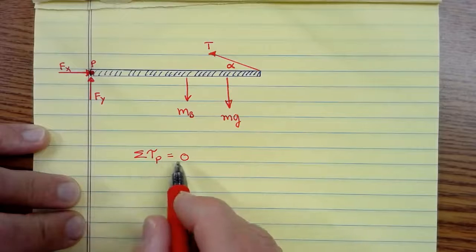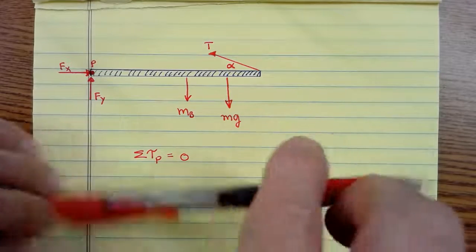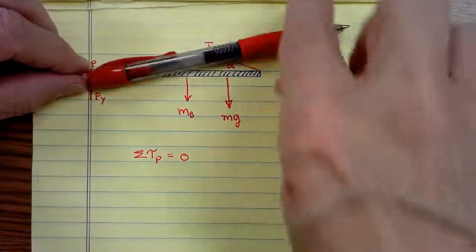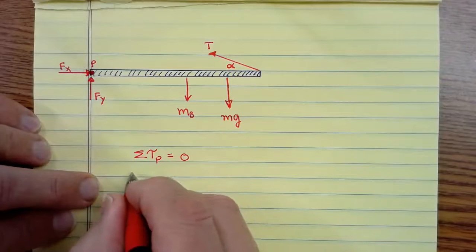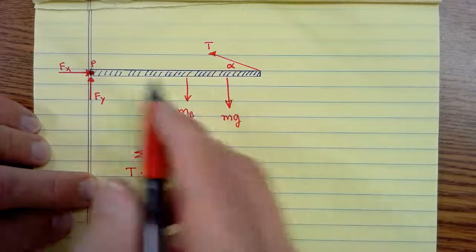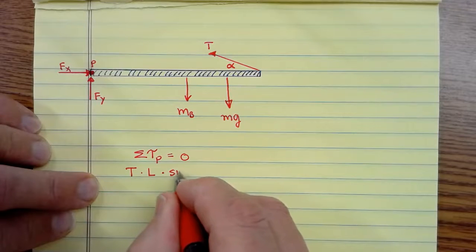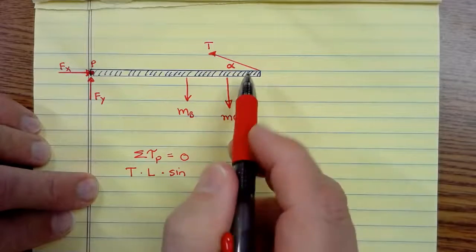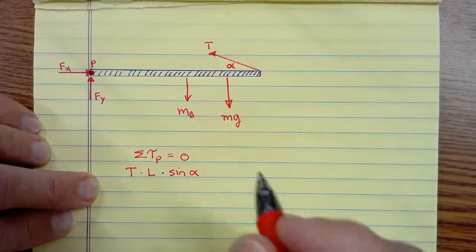Okay, so now we got to figure out what torques there are about point P, which forces tend to rotate this bar in that direction, and so that's T. So the positive torque is going to be T times the distance of action from the pivot, which is L, times the sine of the angle between the force and the radius, and that's going to be alpha. So that's the positive torque.